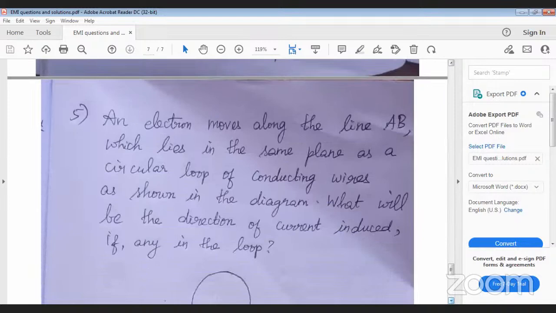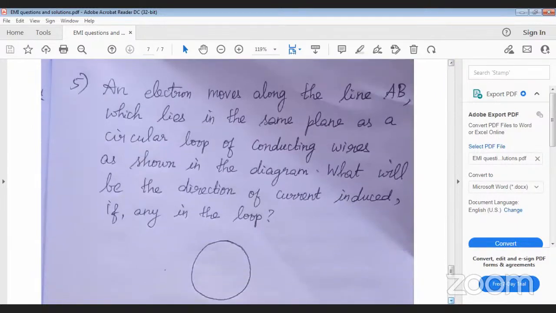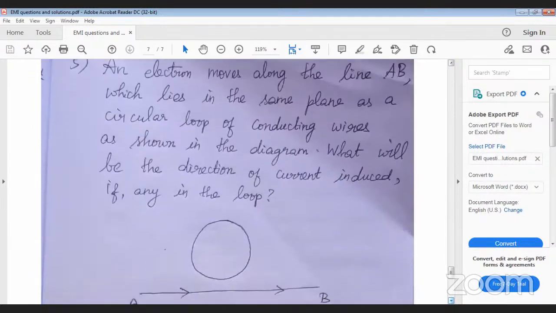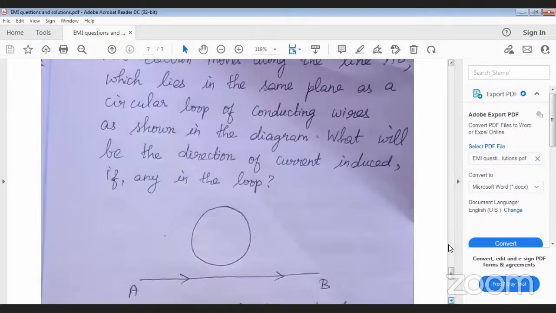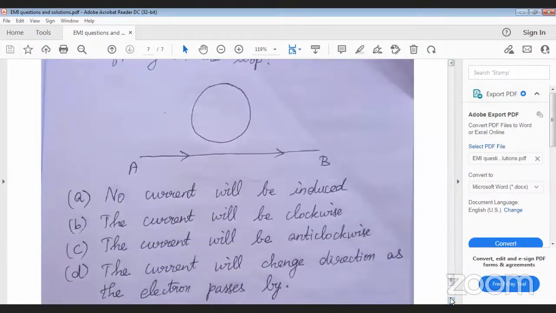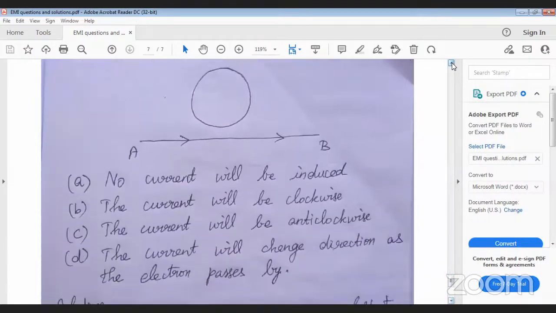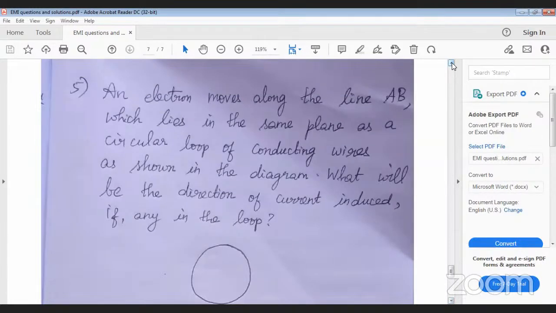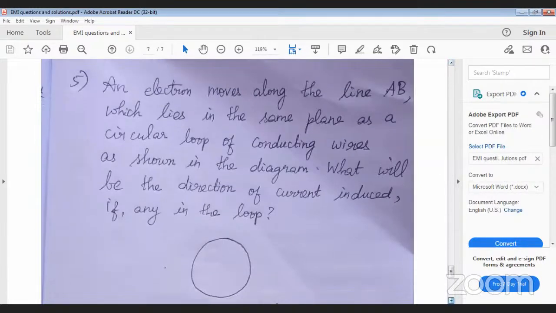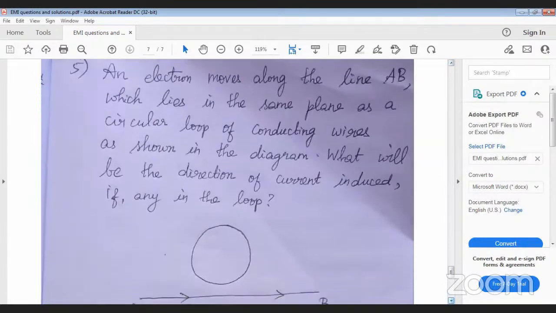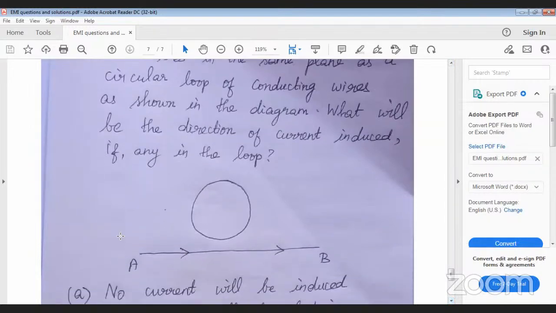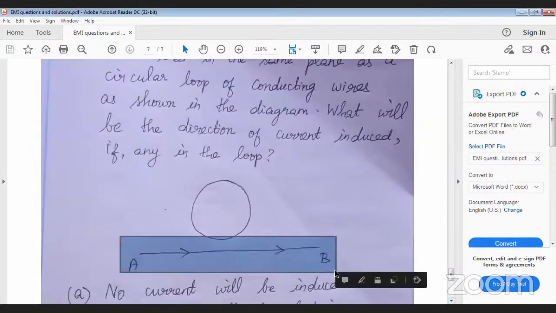Then question number 5. An electron moves along the line AB, which lies in the same plane as a circular loop of conducting wires as shown in the diagram. What will be the direction of induced current, if any, in the loop? Okay. So you see, this is a circular loop of conducting wire and an electron moves along this line AB.